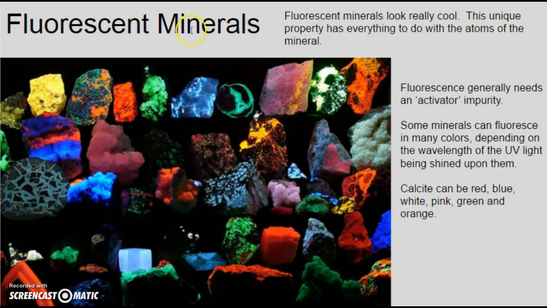And lastly, fluorescent minerals. Fluorescent minerals look really cool. This unique property has everything to do with the atoms of the mineral. Fluorescence generally needs an activator impurity, so all of these have something that's going to be, let's just say, fluorescing. Some minerals can fluoresce in many colors, depending on the wavelength of the UV light shined upon them. Calcite can be red, blue, white, pink, green, and orange. So a lot of these actually contain calcite.